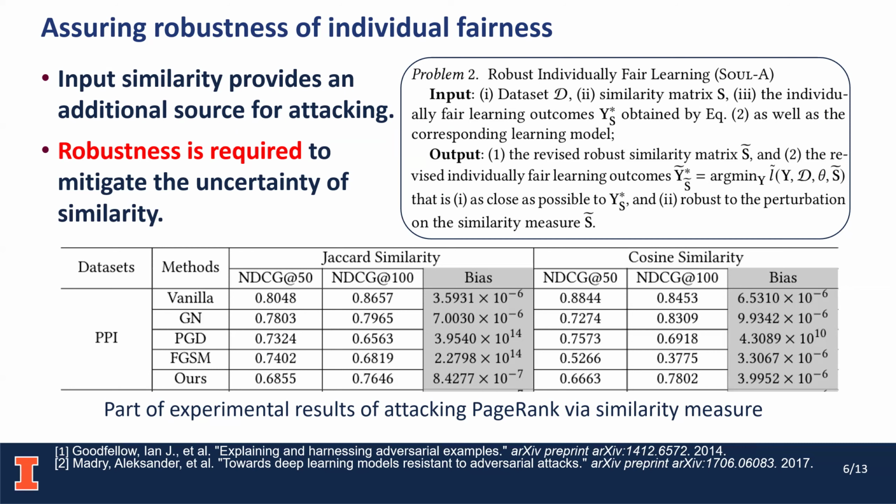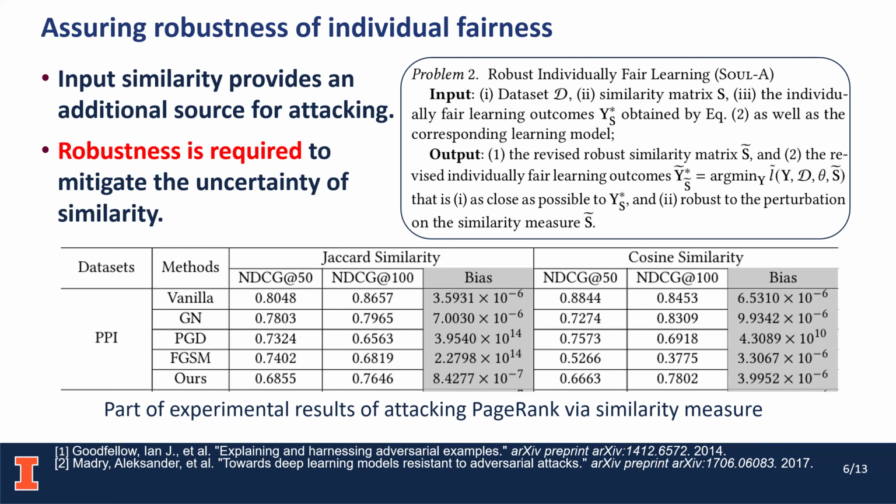Based on this observation, we propose the second problem, which is to design a robust individually fair learning algorithm. We refer to this problem as the SOA problem. In this problem, given a data set D, a similarity matrix S, and the same Inform algorithm, we want to get a revised similarity matrix, which will lead to less sensitivity for the algorithm, and also the revised individually fair learning outcomes that come from the robustified individual fairness algorithm.